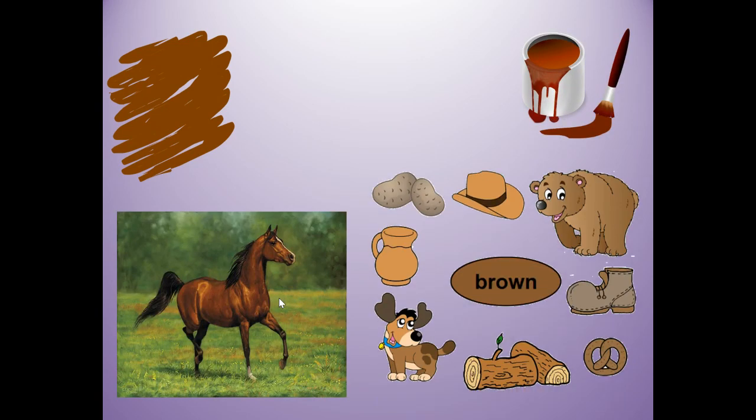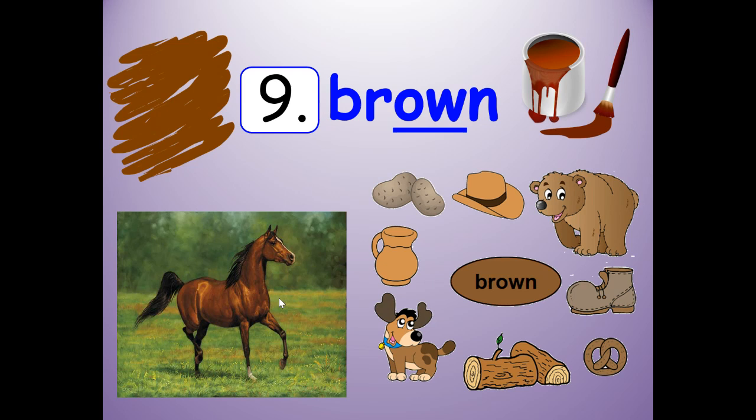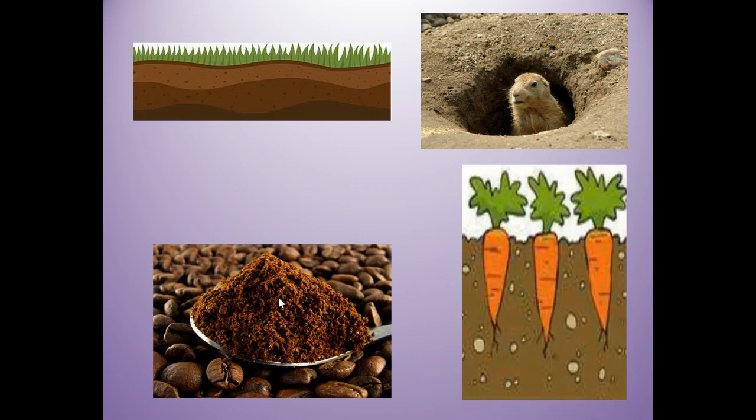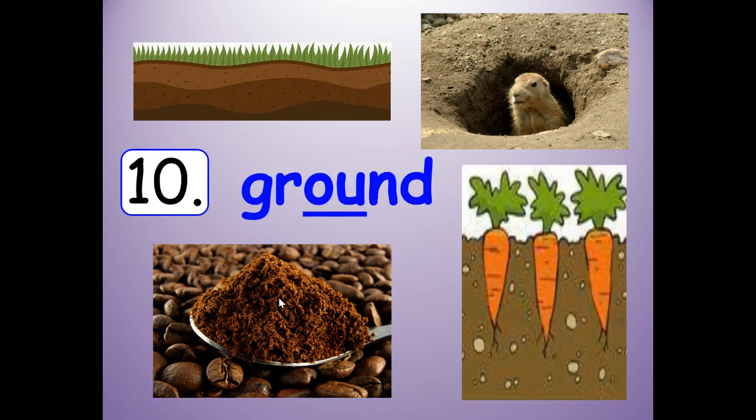These are all examples of what color? Brown. Stretch it. Brown. Shrink it. Brown. B-R-O-W-N. Brown. Number 10. Ground. Stretch it. Ground. Shrink it. Ground. G-R-O-U-N-D. O-U says ow in ground.